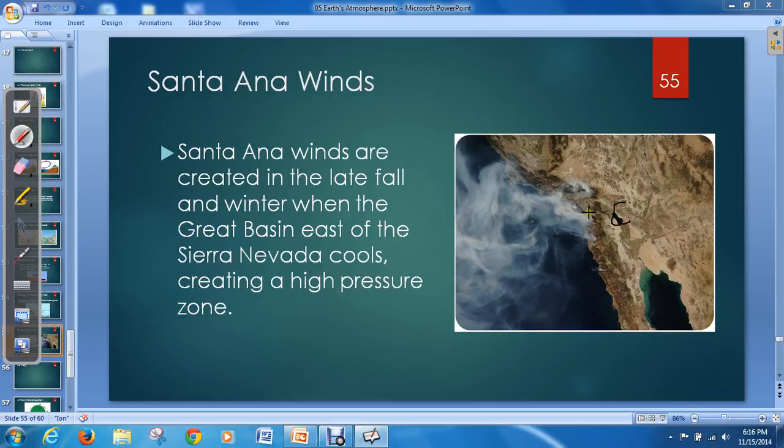Okay, causing a high pressure, and it blows to the west over the Sierra Nevadas. Okay, and so these are called Santa Ana winds because this is in the Santa Ana part of California. Okay?